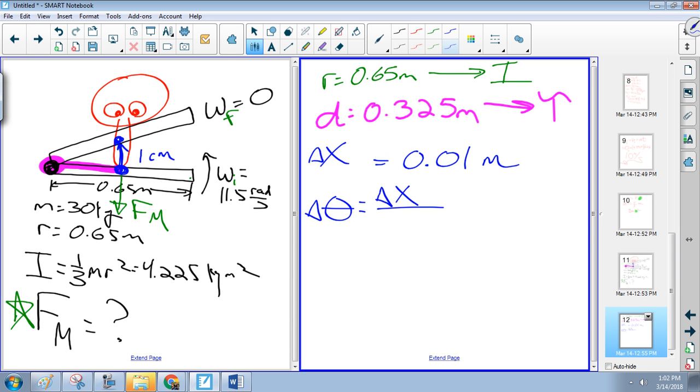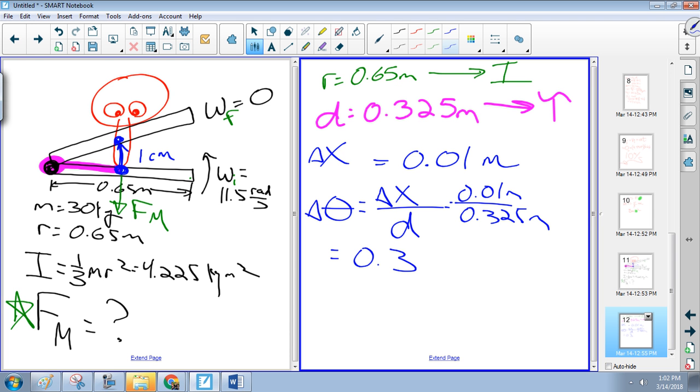Now, be careful. Historically, it's always been divided by r. Do I want to use r here, though? Do I want this full r? No, I want this r, which we actually have called d in this problem, right? So it's over d for this problem because the radius for that part of the circle is only half of our radius. Follow? Okay, so it's 0.01 meters over 0.325 meters, and it gives you 0.3, that's wrong, don't write that down.